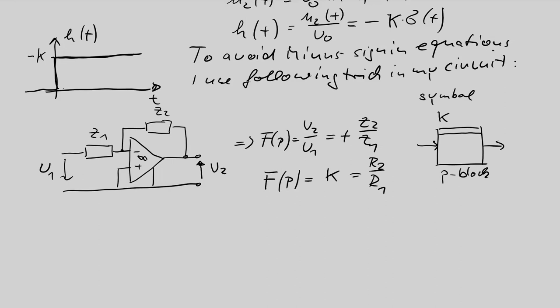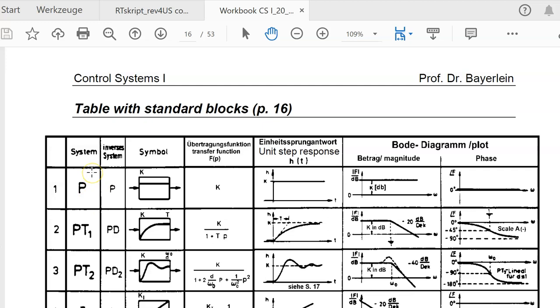I open page 16 in the workbook and show you that I skip the Bode plot, because the Bode plot is so trivial that I should not use any second for this. Just a view on page 16. So here in row number one, you see P blocks. That's a name for proportional. This is a symbol. We have mentioned the unit step response in our inverting amplifier with negative sign, in the trick version with a positive sign. And of course, in the Bode plot, we have a horizontal line for the gain with a distance K in dB and no phase shift. Now, this is the simple Bode plot. So I think I should have covered this point and should not spend any second more on the P block.